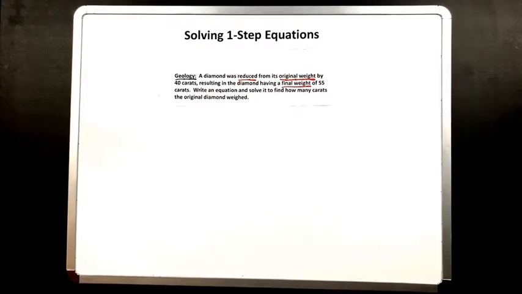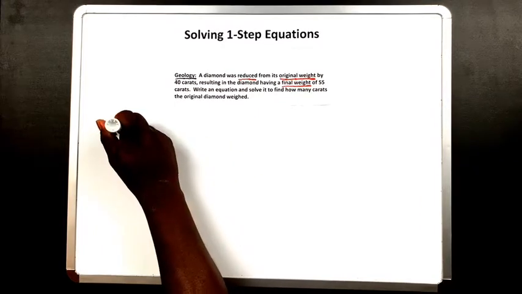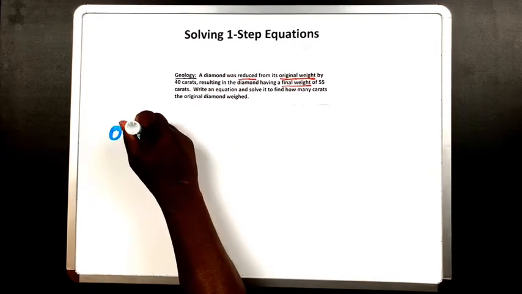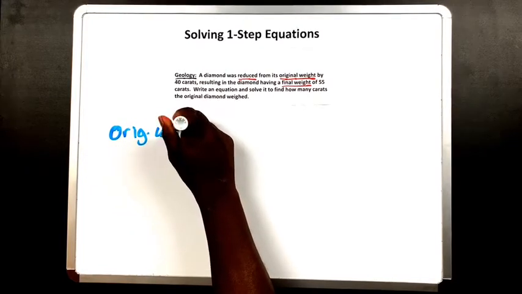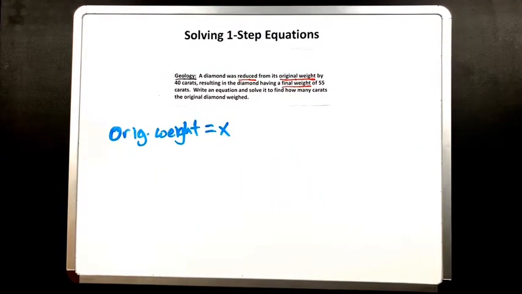So I say write an equation. Usually when you write an equation, you need to know what is the variable, okay? What's changing? All right, so it says the diamond was reduced from its original weight. So that means the original weight changed. So let's let the original weight represent our variable, okay? And I'm going to say that original weight represents x, and it was reduced by 40 carats.